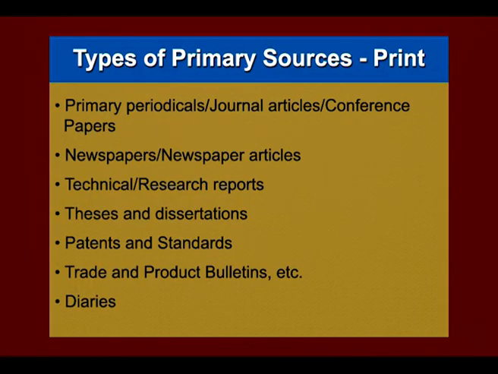There are several types of primary sources. Broadly, I have categorized primary sources into three basic parts: one is the print part, one is the electronic part, and some others as well. Now, primary periodicals, primary journal articles, and conference papers come under primary sources. Newspapers or newspaper articles, technical research reports, theses, dissertations, synopses, patents, standards, diaries, letters, everything comes under primary sources. Mostly these were available in print form in the initial days, and now they are available in electronic form as well.